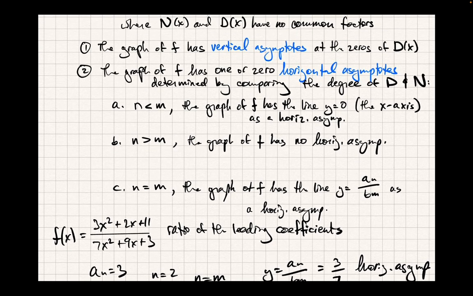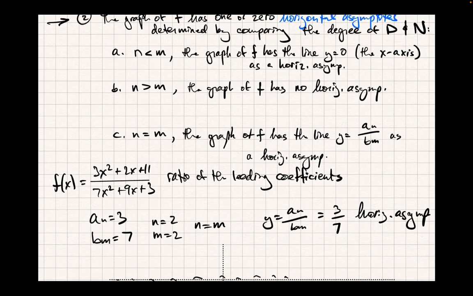Right. So for finding vertical asymptotes, this is the only rule you need. Any zeros of the denominator will give you your vertical asymptotes, if D has any zeros. For horizontal asymptotes, then you have this list of things. So let's do some examples.